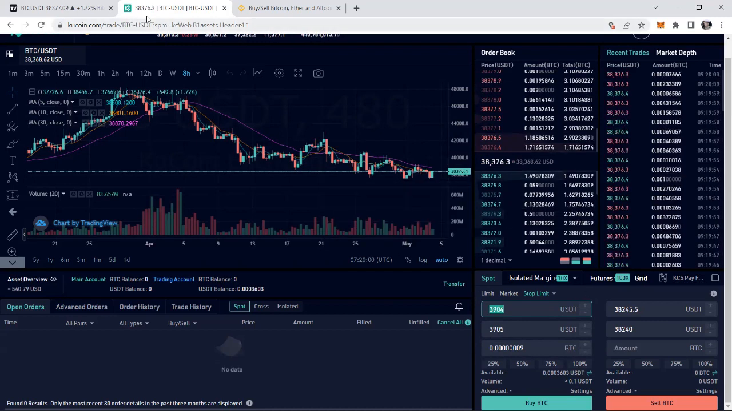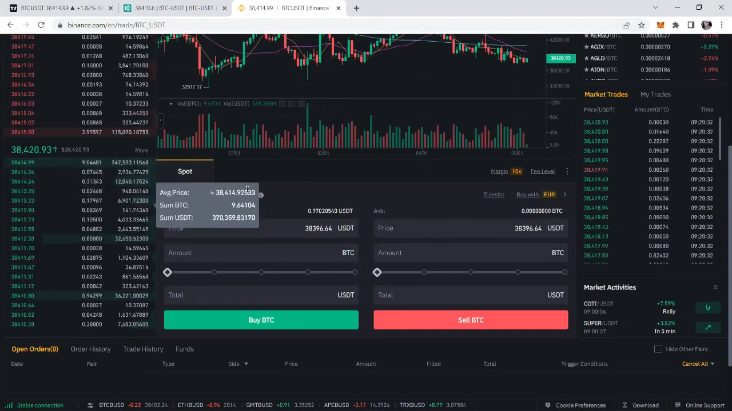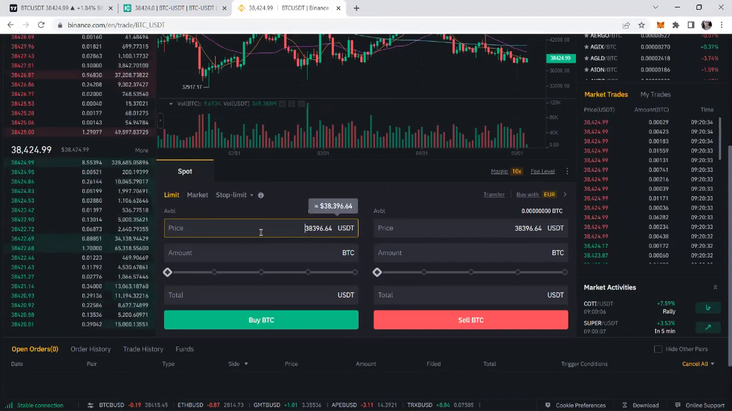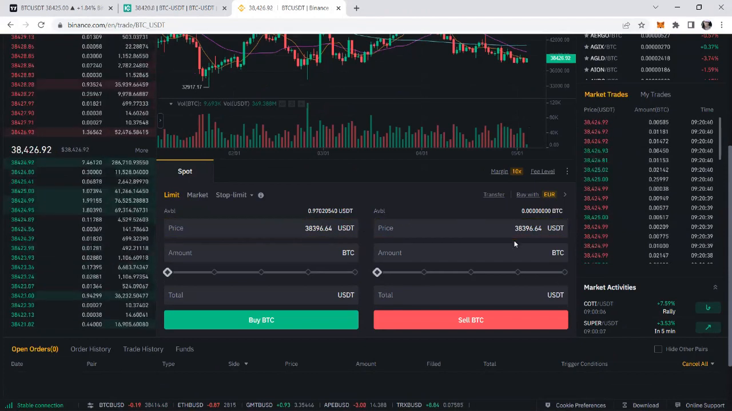Okay, let's go to Binance. It's the same in Binance. So you've got your spot limit, which is your normal buying, where you want to buy at a certain price, and selling if you want to sell at a certain price. This is what I suggest you trade with, your limit. Okay, market orders are the same.